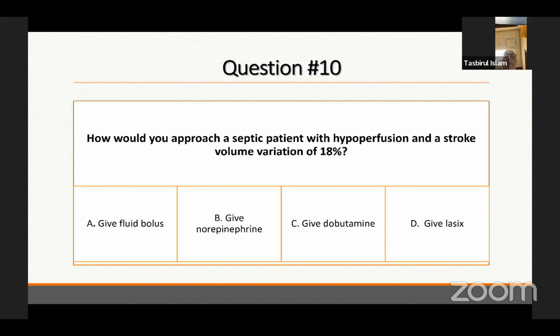The last one. How would you approach a septic patient with hypoperfusion and stroke volume variation of 18%? A, give fluid bolus. B, give norepinephrine. C, give dobutamine. D, give Lasix.